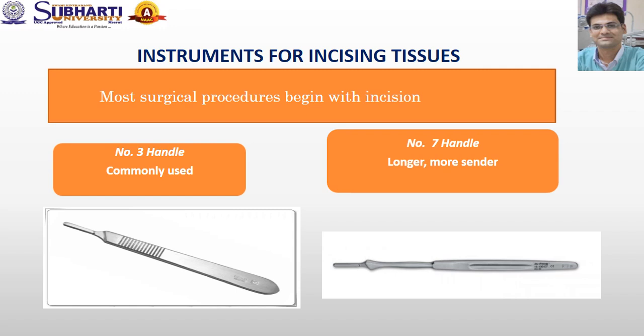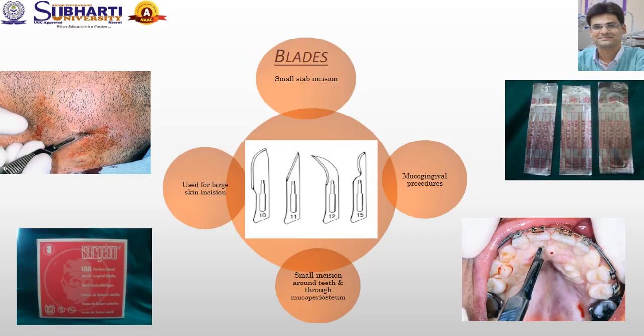Number 3, which is most commonly used in oral surgery, and number 7, which is longer and more slender, occasionally used. The handle has a slot to receive different sizes of sterile blade. There are different types of blades available, numbers 10, 11, 12 and 15. Number 10 blade is mainly used for giving a skin incision. Number 11 is a sharp pointed blade. It is mainly used to give a stab incision to establish drainage in cases of an abscess.